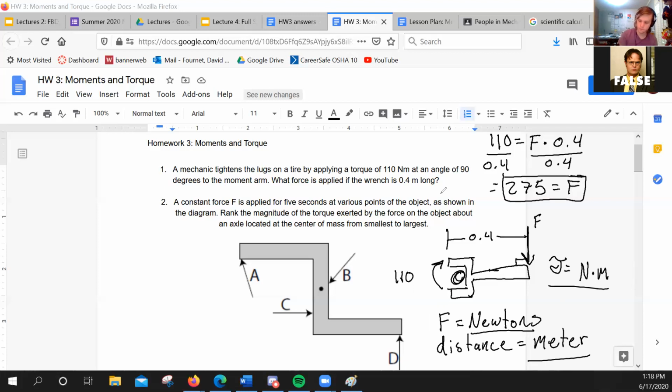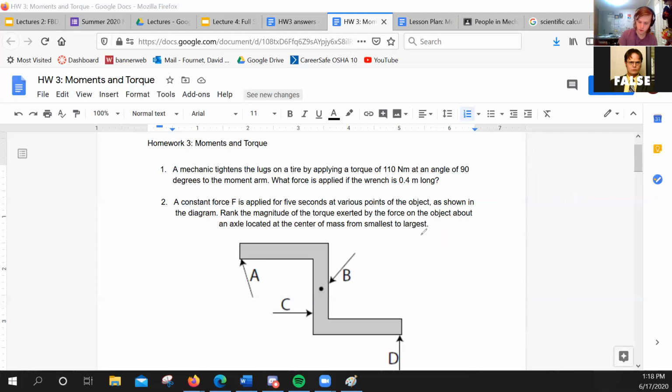Okay, so the second problem is a little harder, or a little, I guess, different. This is more of the conceptual bit of how moments work where you're applying them. So basically, constant force F is applied at different points. So B, C, A, D. And we want to basically rank how large the torque exerted by these forces is going to be, okay? And this is assuming that this is drawn to scale. So we want to know the moment around this point here.